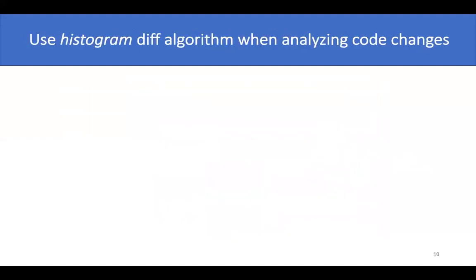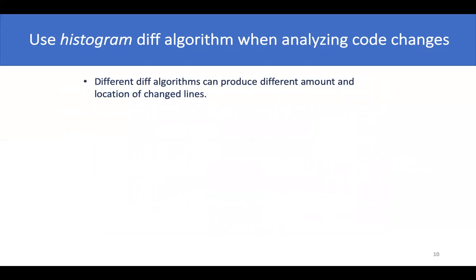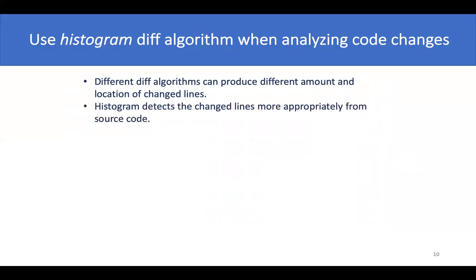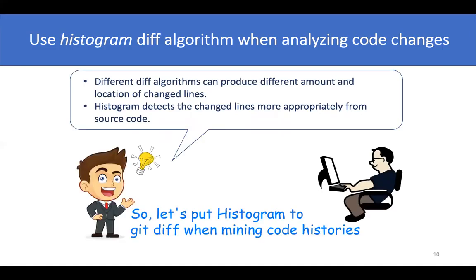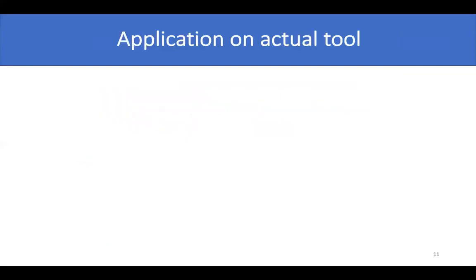Our quantitative analysis have shown that the different diff algorithms can report the different amount of change lines and identify different change locations. Our qualitative investigation reveals that histogram is better for describing code changes. Since diff is the fundamental tool for various software engineering tasks, considering the limitations and advantages of algorithms is important. Thus, currently we recommend using the histogram algorithm when analyzing code changes.